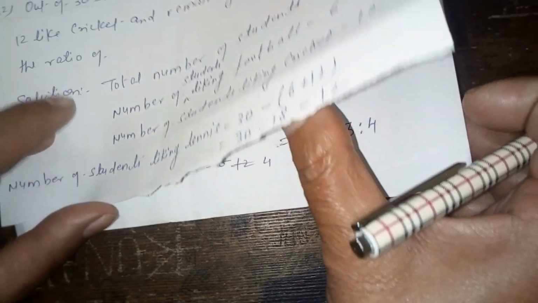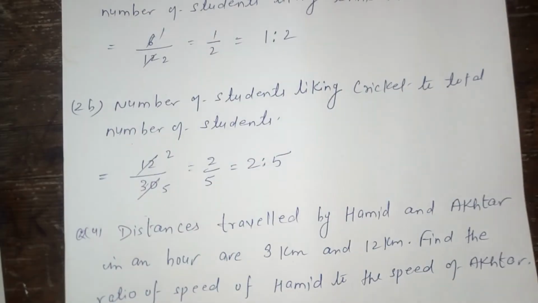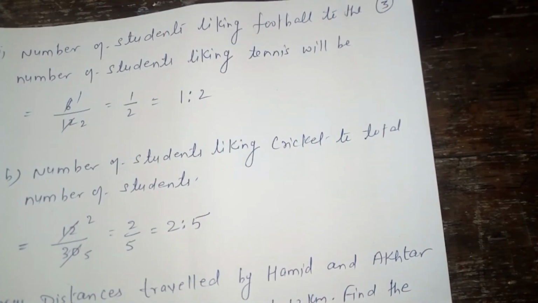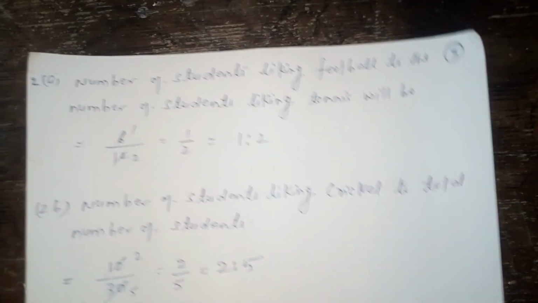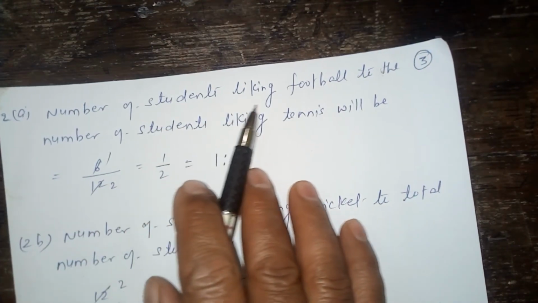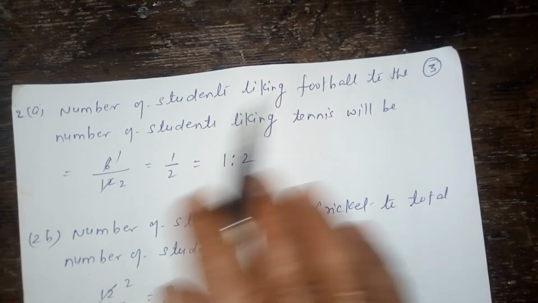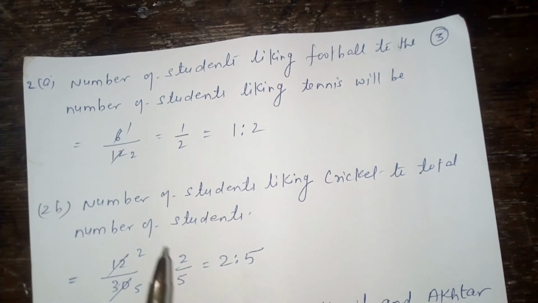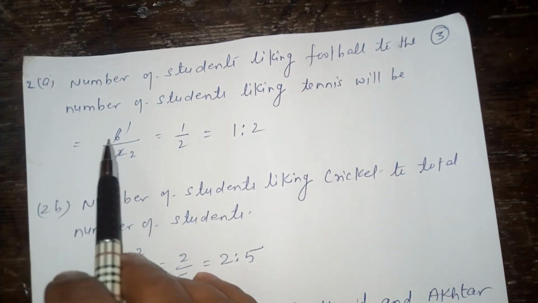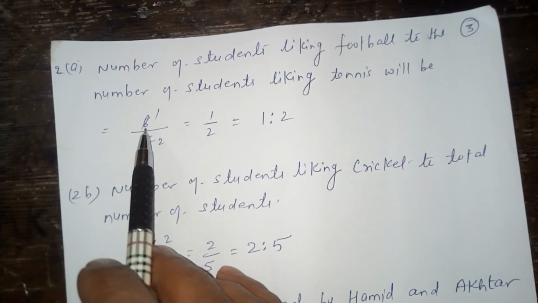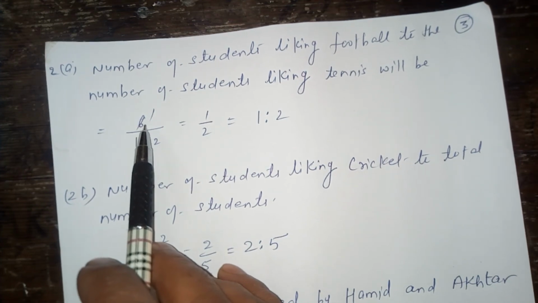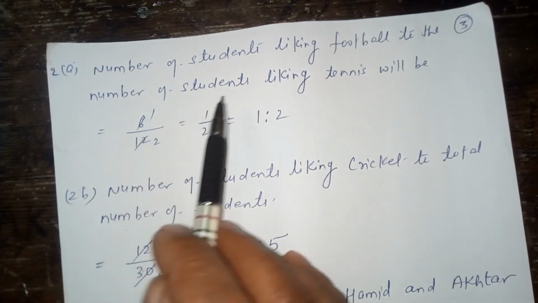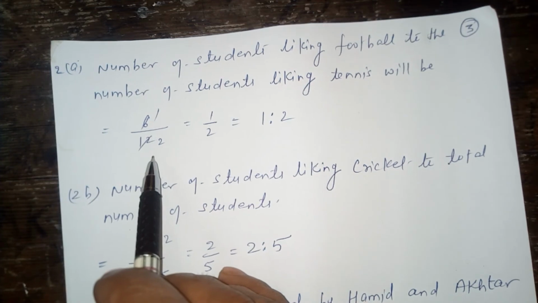Okay, then we can find the answer according to the question. Your question is the number of students liking football to the number of students liking tennis. According to the question, 6 students like football and 12 students like tennis.